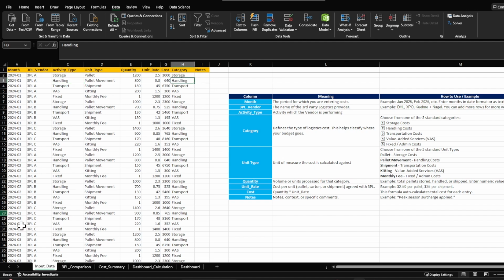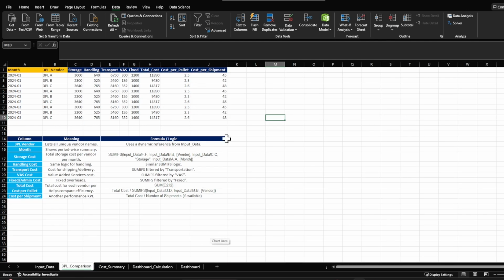Anyway, once you are done with this kind of setup, you just need to provide your data: this vendor in this month has billed you this much cost at this rate for this quantity for this kind of activity, and you just have to write it down. Now you have all the data for all the vendors, so you are going to compare all of the vendors against the cost and their respective heads. For that we will be moving to the second tab, which is 3PL comparison.